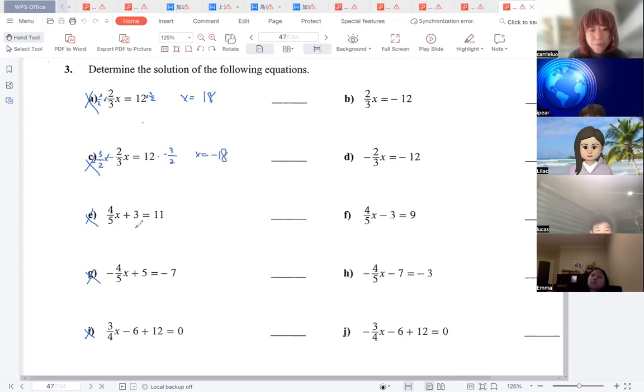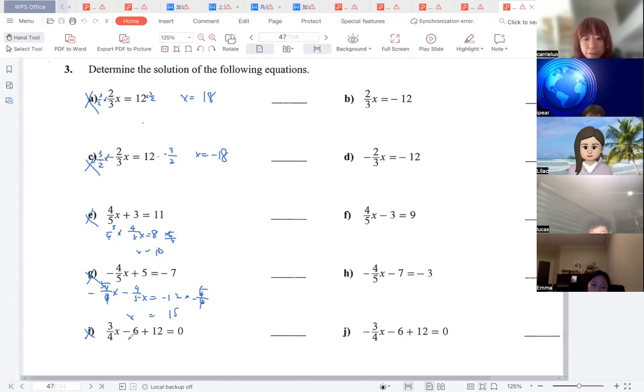So this one, both of them minus 3. So 4 over 5x equals 8. So x equals, times 5 over 4, equals 10. Okay, so this one, negative 4 over 5x equals negative 12, times negative 5 over 4. So the answer is x equals positive 15.